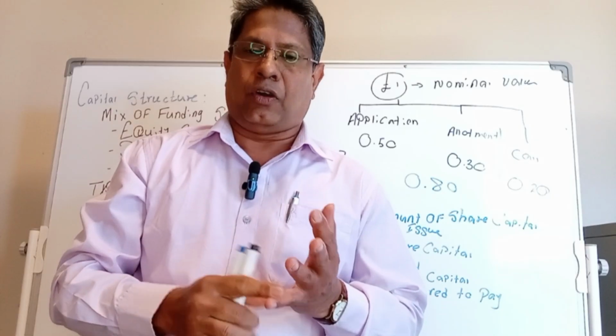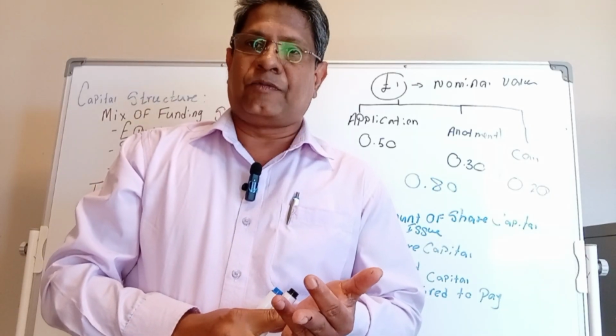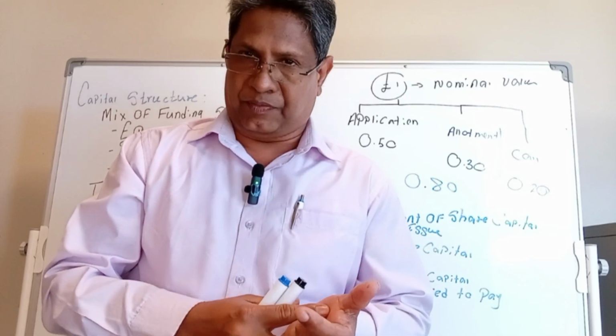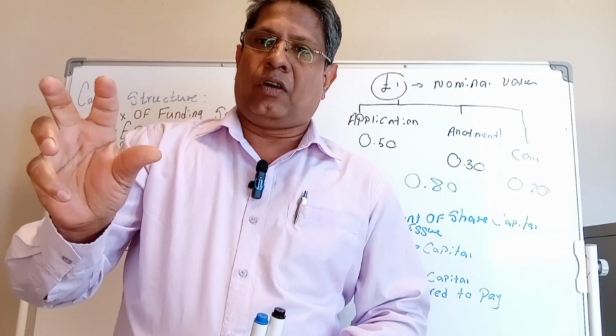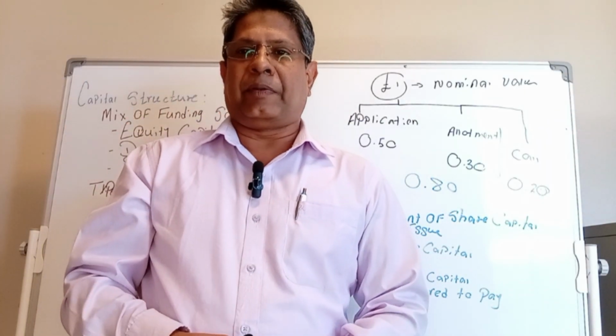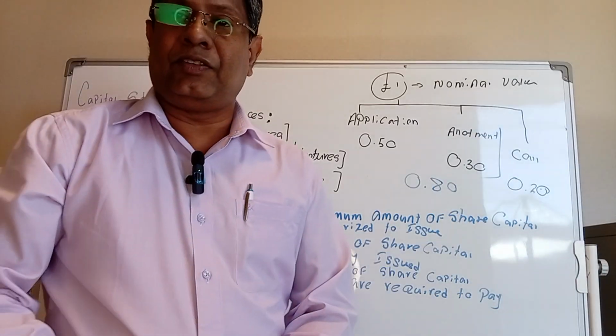Right. So we saw how a capital structure is made up. We saw the types of share capital: the authorized, issued, as well as the called up share capital. And we saw in the called up share capital how it can be called up and how there can be an uncalled up capital in the nominal value of a share.